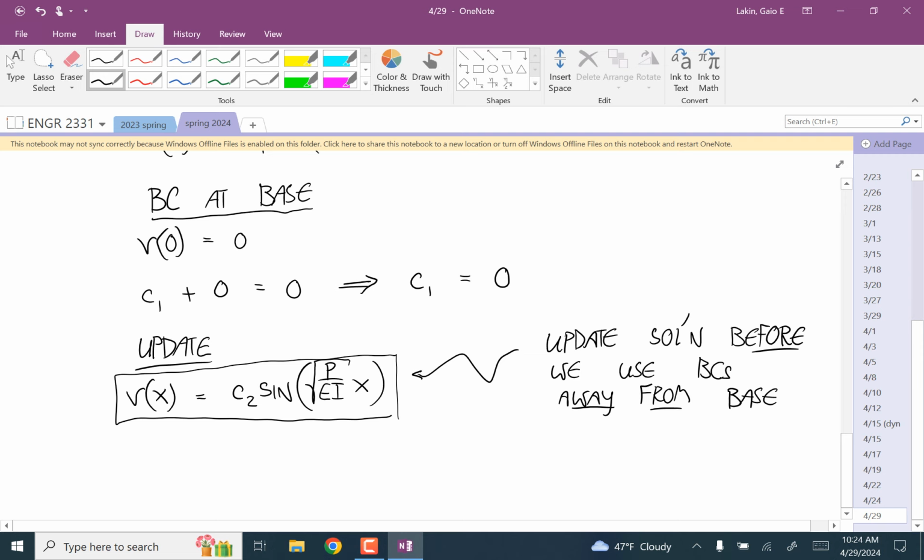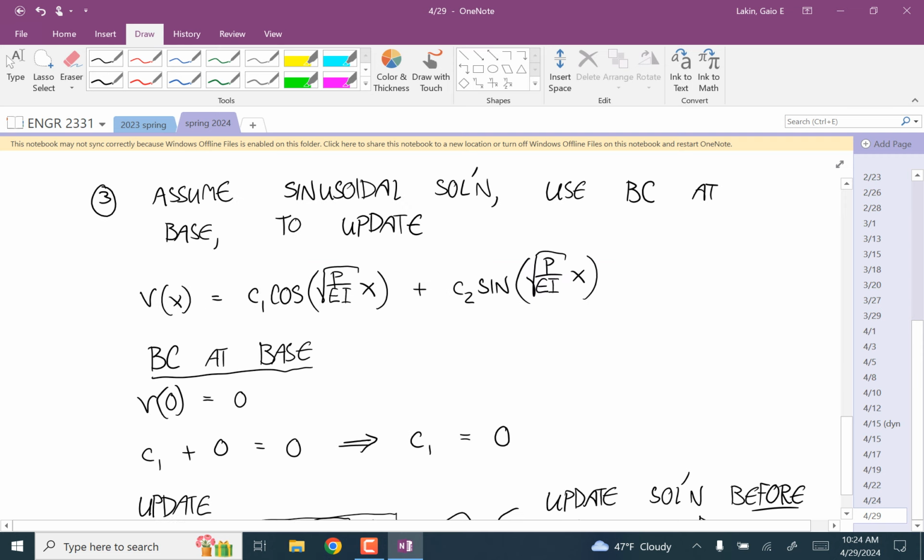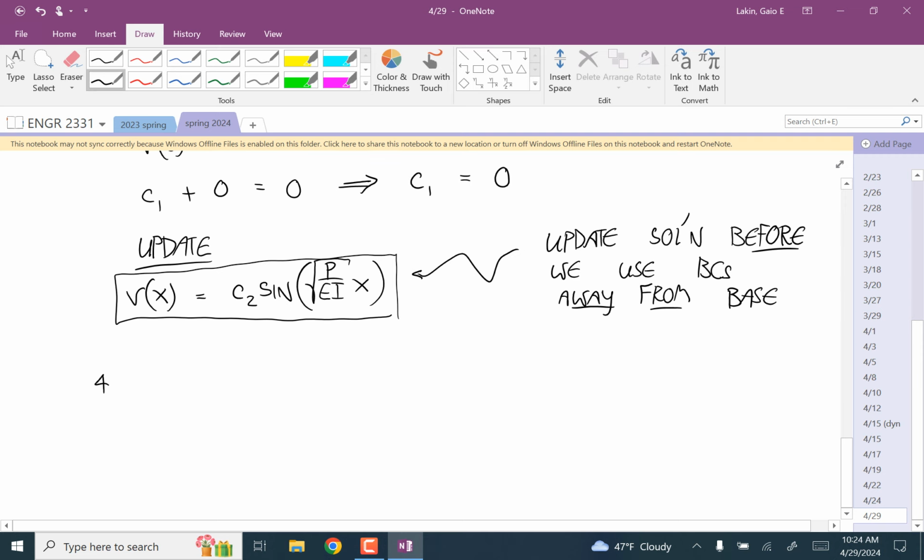Okay, well, now let's do the two boundary conditions. Our step 4 is we're going to use the boundary conditions away from the base. And that's different on the different cases. We've talked about two cases here. One is where it's only pinned at the top, and one where it's pinned at the middle. And then you could do it anywhere else between the base and the top.